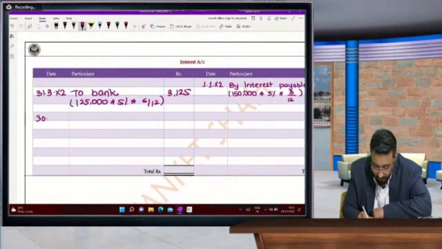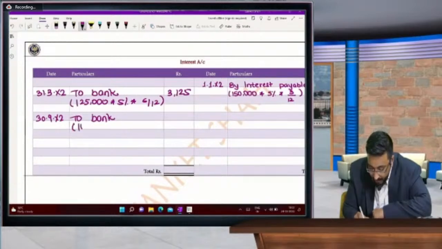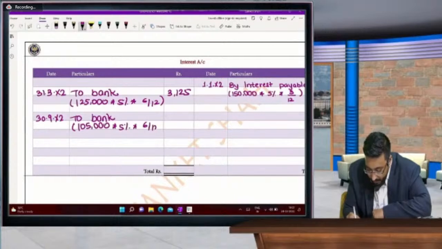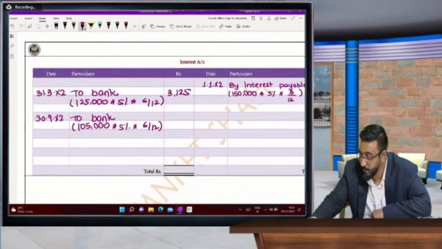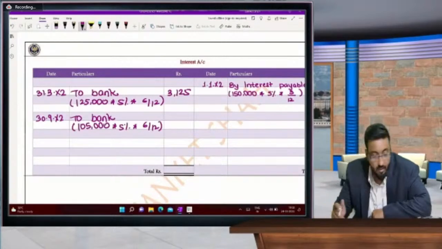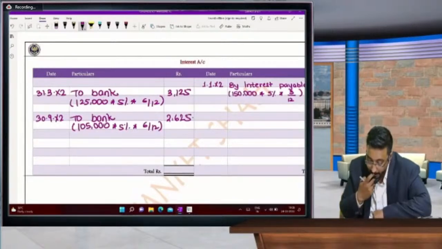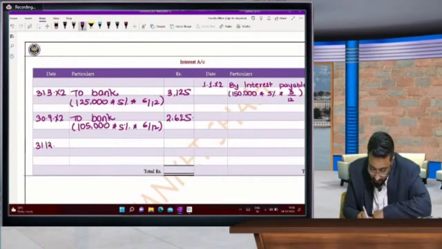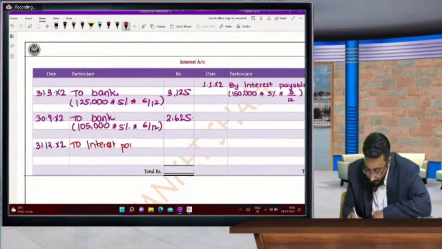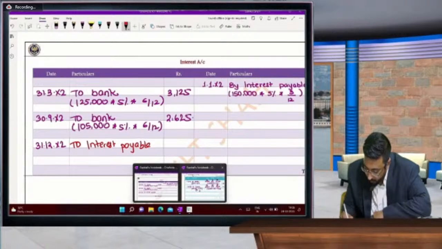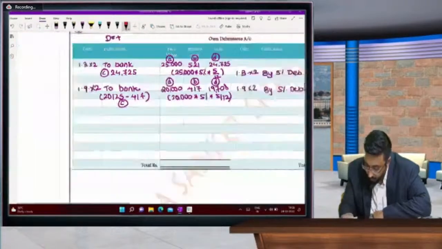30 September. To bank. See the sequence. I have given you the events also. In the exam, you won't get time for writing events. 1,05,000. So, this is 2625 interest. And then on 31st December, red pen. Interest payable. To interest payable.